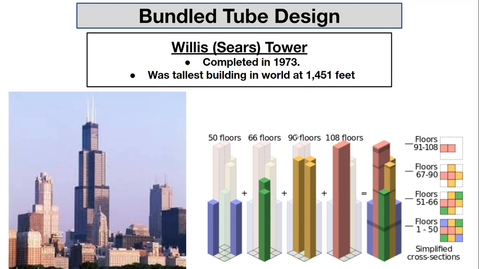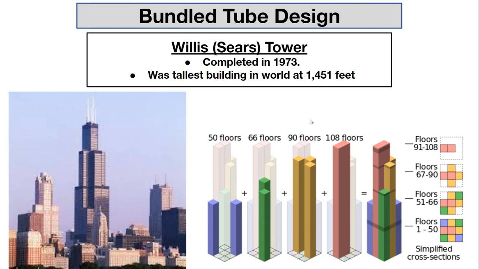Okay, and then the bundled tube is the Sears Tower in Chicago, which when it was completed was the tallest building in the world at 1,451 feet, and he had multiple of these tubes. He had them acting as one and separate, but I thought it was a really cool design in terms of multiple of these hollow tubes acting together.